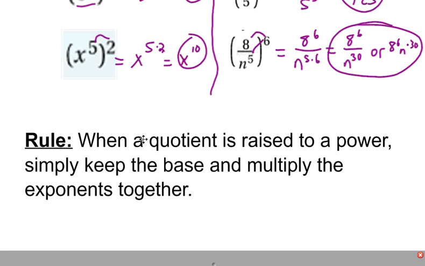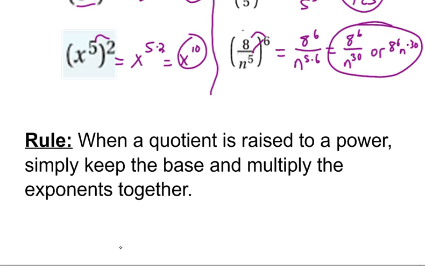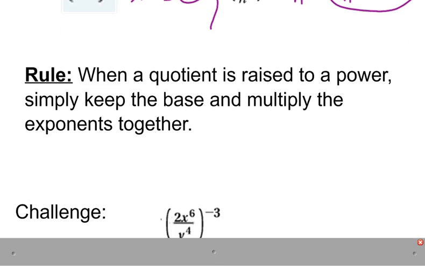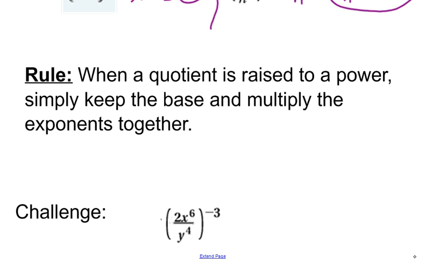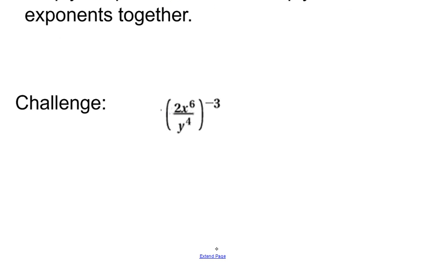When a quotient is raised to a power, simply keep the base and multiply the exponents together like we did. Make sure you do it to all of those parts. I have one challenge problem. Let's see if we can figure this one out. We're going to do the same thing. We're going to distribute that outside exponent to all the parts inside.